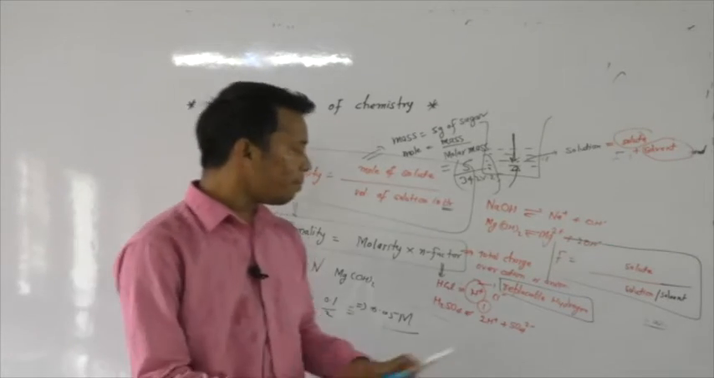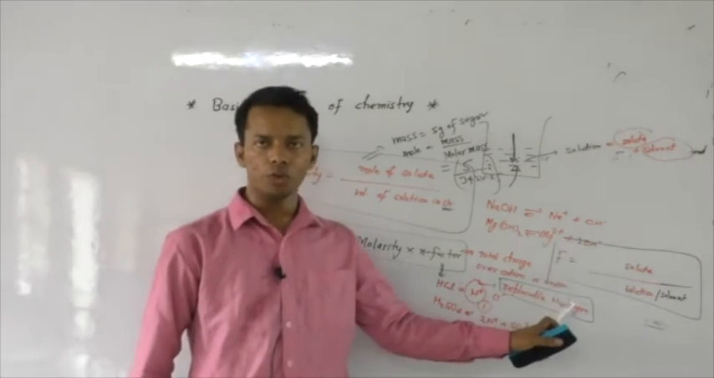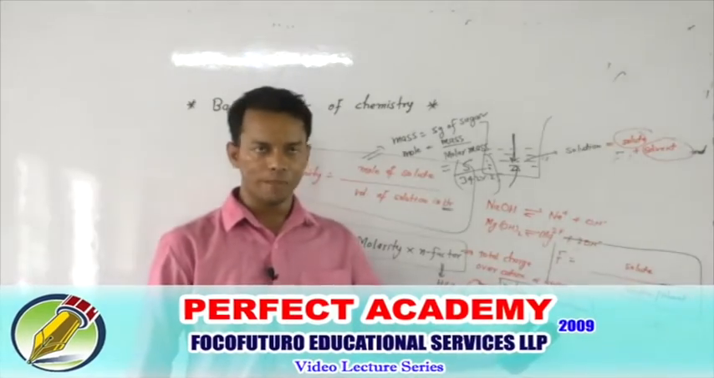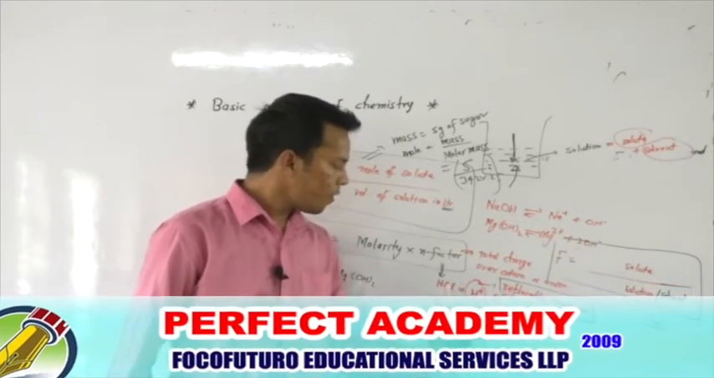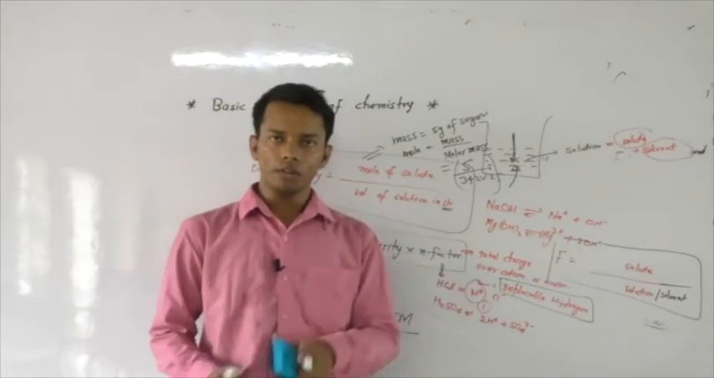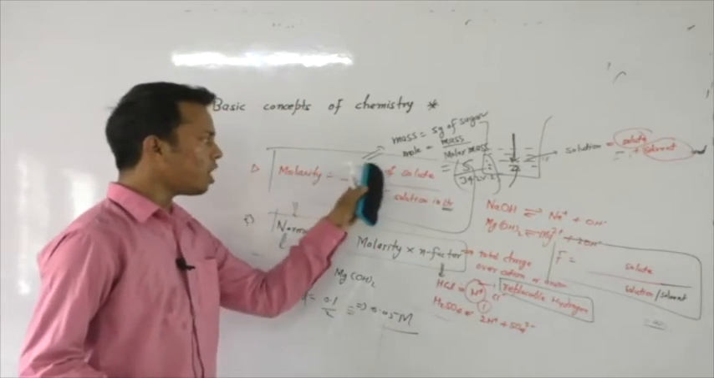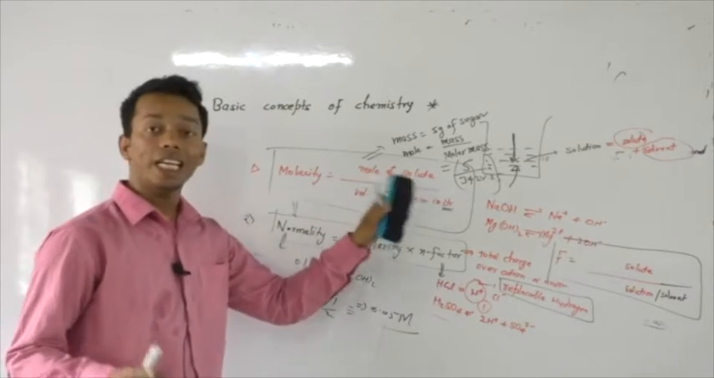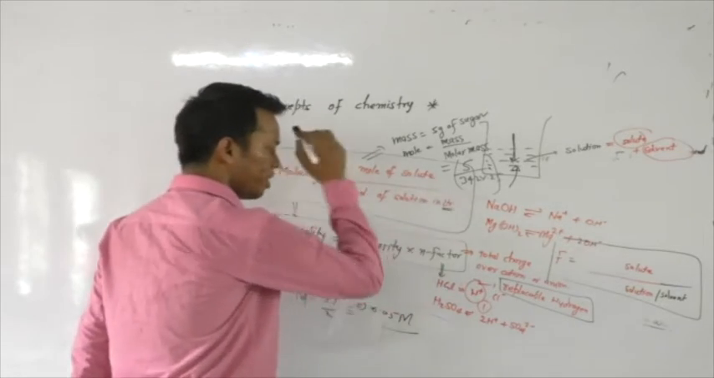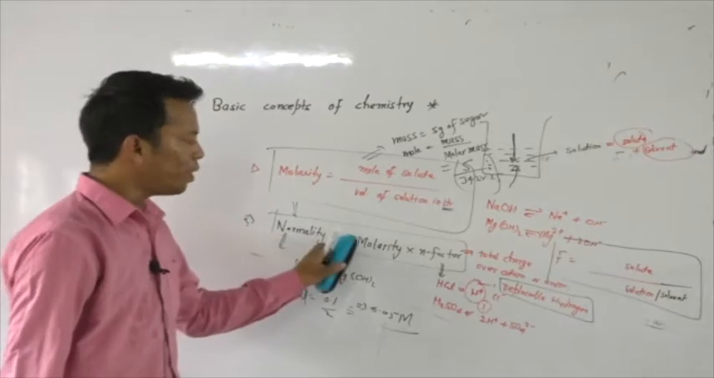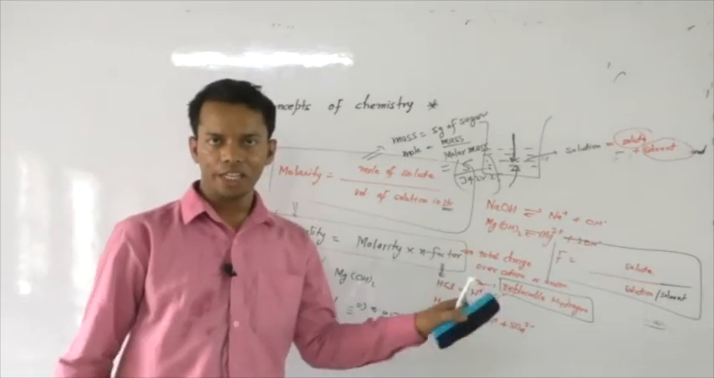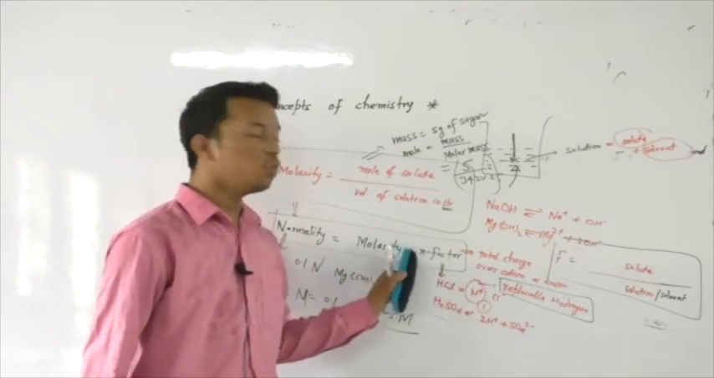Now I told you the number of replaceable hydrogen. For H2SO4 it is 2. For HCl it is 1. But now see one exception. The molarity formula you can write as moles of solute divided by volume of solution in liters. This thing you should never forget. And normality is molarity into N factor. Correct or not? Tell me. Molarity into N factor.